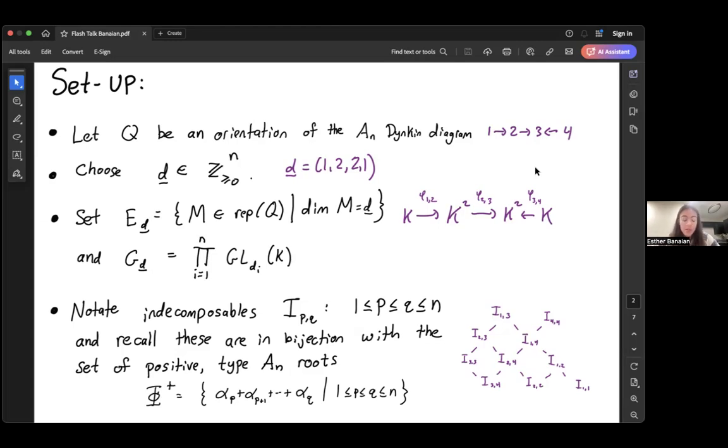And from Gabriel's theorem, we know about the indecomposables in type A. They're quite easy to explain. And we also know they're in this really natural bijection with positive type A roots. So I'm writing alphas since it's somewhat common to write a single alpha as the simple root in a root system. So you can see the indecomposables are the I_{P,Q}s, and the positive roots are alpha_P plus up to alpha_Q.